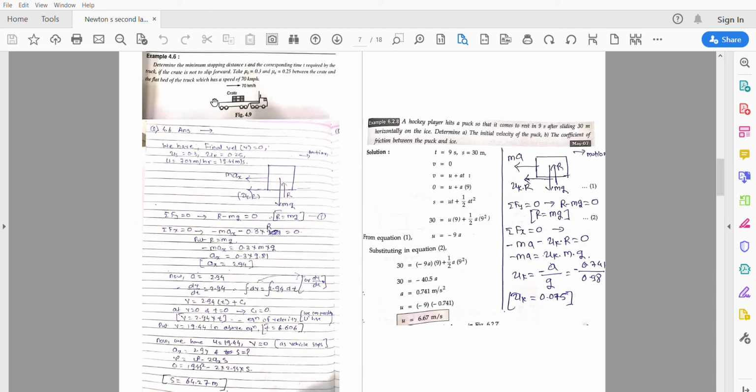In this case also the crate, the question is the minimum stopping distance and the corresponding time t required for the truck if the crate is not to slip forward. So we will consider the limiting condition. So by considering that, we need to draw the free body diagram.